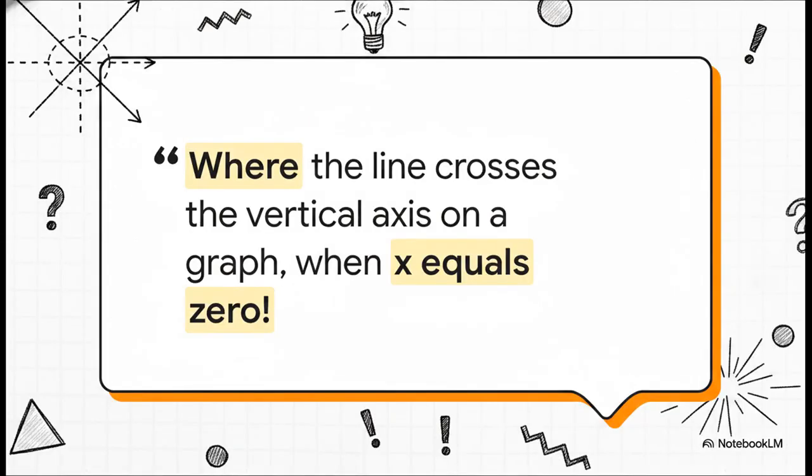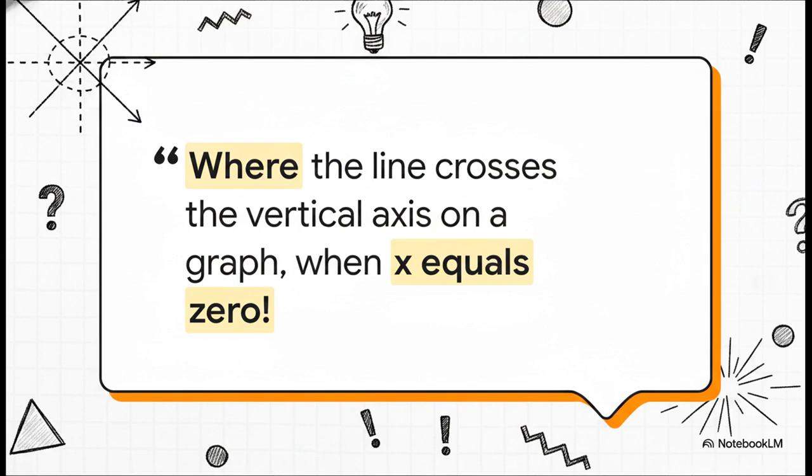To give you an idea of what this actually sounds like in the wild, let's step into a math classroom. Imagine a frantic clue giver staring at the term y-intercept, right? But they can't say y, and they can't say intercept. So, under all this pressure, they yell, "Where the line crosses the vertical axis on a graph when x equals 0."